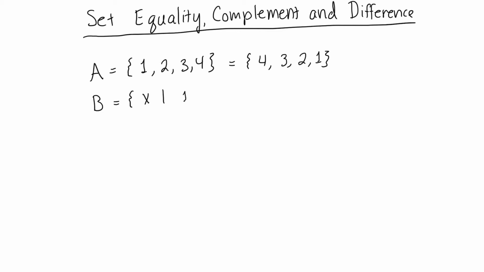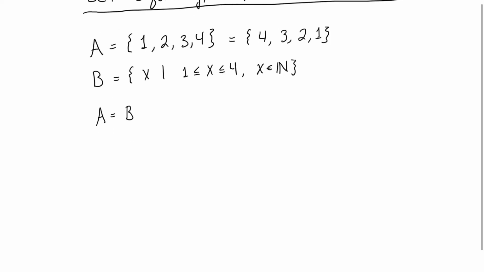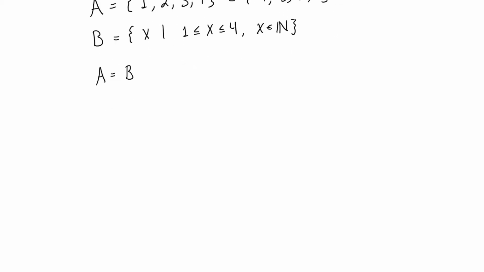Like B equals the set of all x such that 1 is less than or equal to x is less than or equal to 4, and x is a natural number. Then A is equal to B. We can say that these sets are equal. One other thing to say about equality, and this is going to feel like a weird thing to say when I first introduce it, but when you have to do proofs using sets, you are going to be amazed how incredibly useful this actually is.